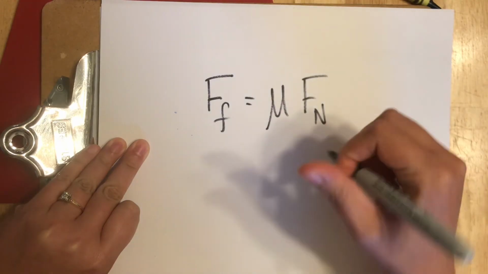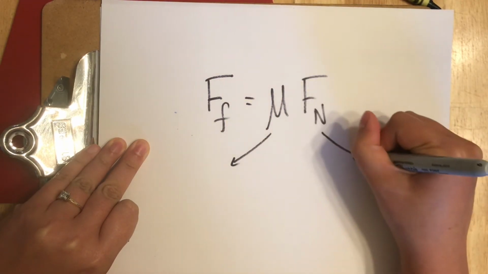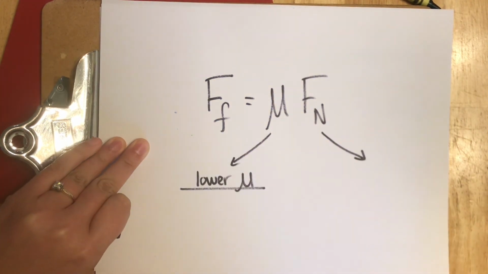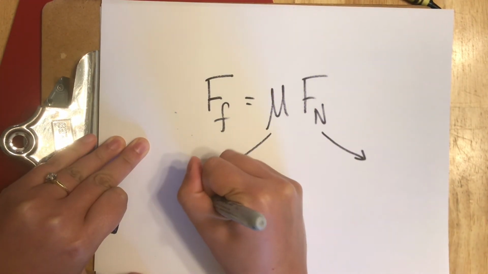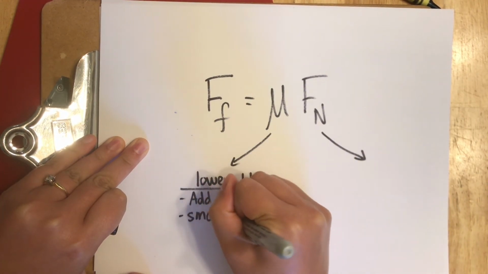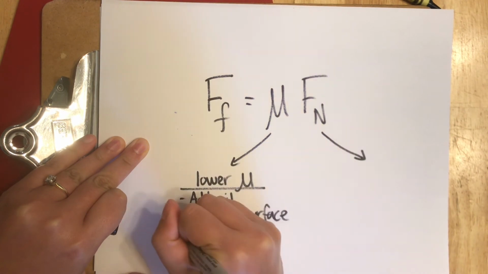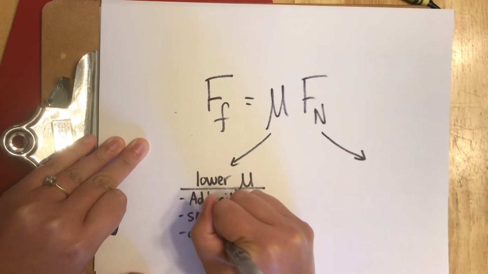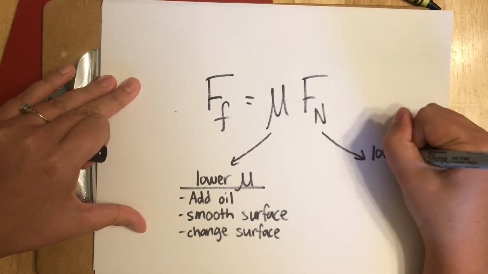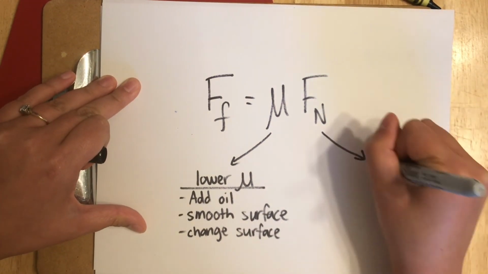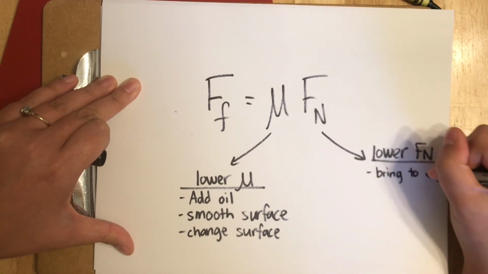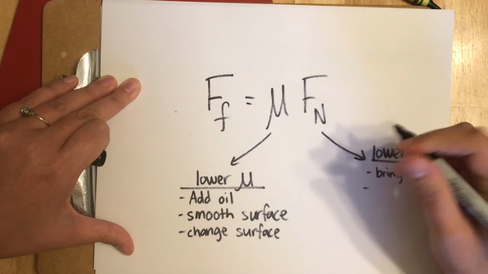So sometimes you'll see people shorten the friction equation to just look like friction is equal to coefficient times normal. But we can use this to help think back to what this means qualitatively. If I wanted to make friction lower, then I just need to lower either of those two variables. I could change the coefficient by adding oil or smoothing the surface or changing the surface. But I can do lots of things to normal force.